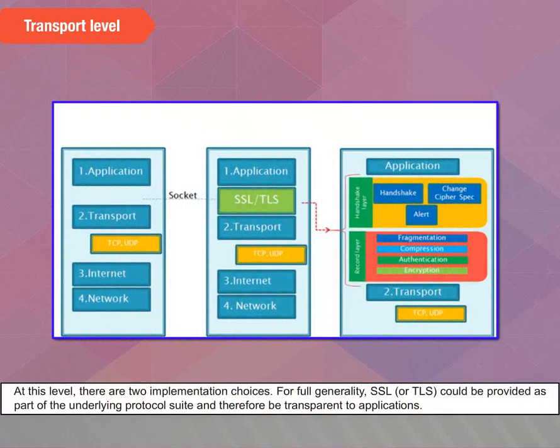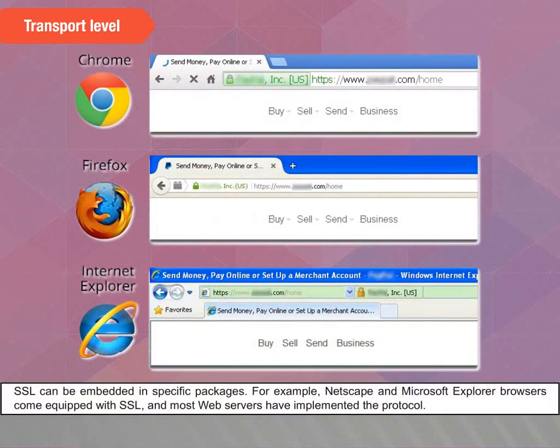At this level, there are two implementation choices. For full generality, SSL or TLS could be provided as a part of the underlying protocol suite and therefore be transparent to applications. SSL can be embedded in specific packages. For example, Netscape and Microsoft Explorer browsers come equipped with SSL, and most web servers have implemented the protocol.